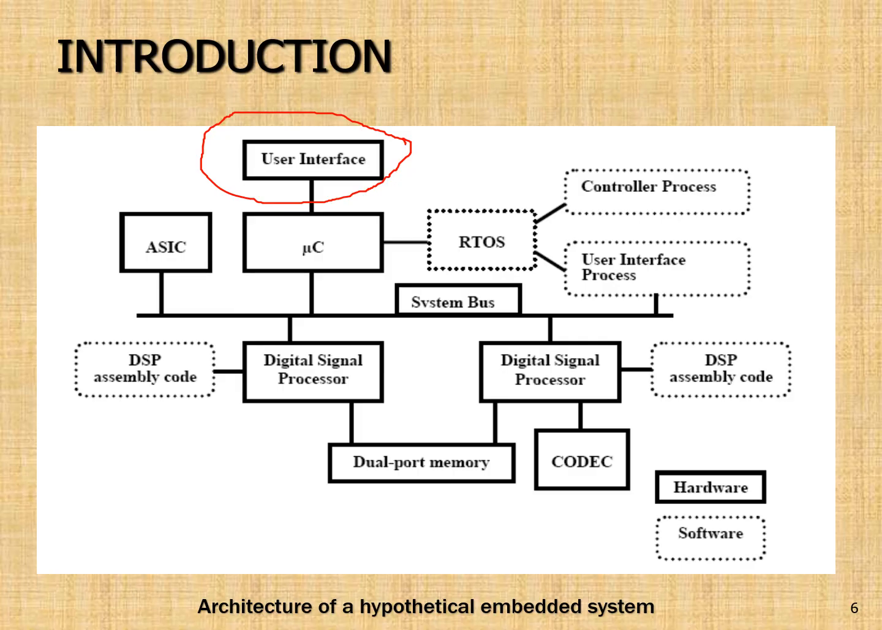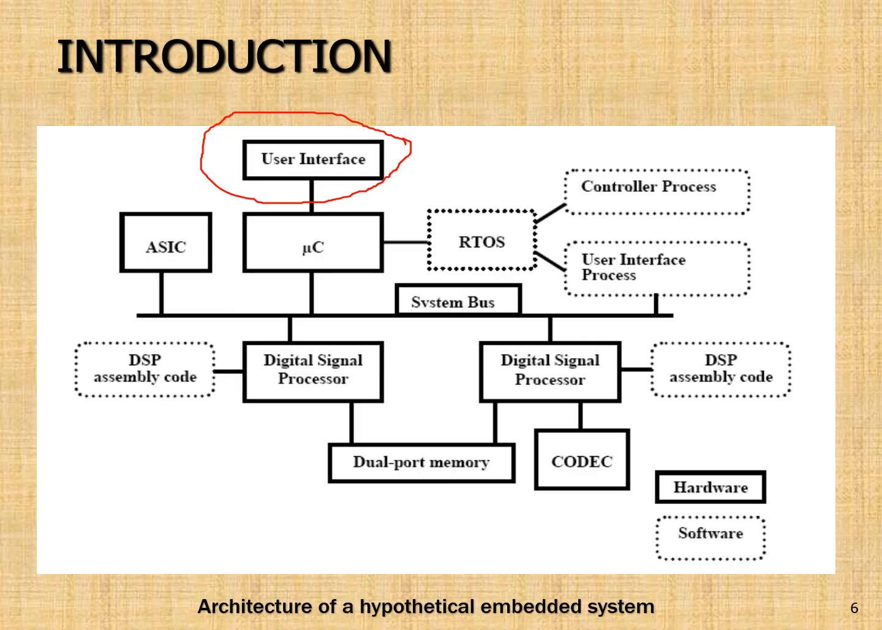Then we have got the real-time operating system. As we can see in this figure, there are certain blocks which have been represented by dash lines and some with solid lines. So dash line indicates that they are actually code or software, and the solid line indicates that they are hardware blocks. So we will be talking briefly about the real-time operating system. It runs on the microcontroller.